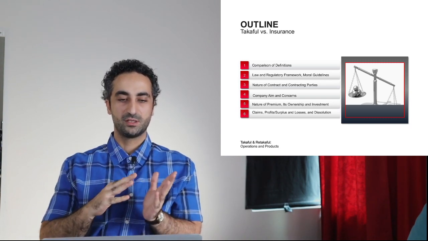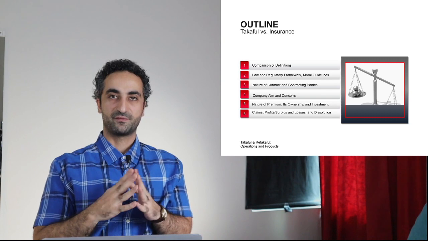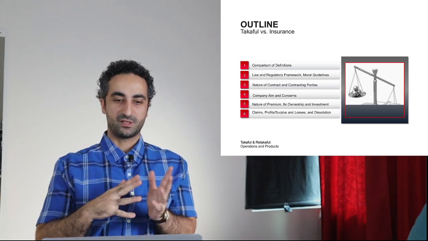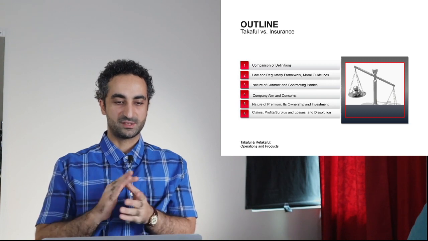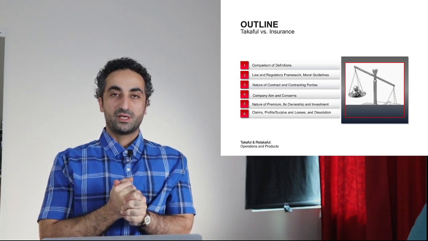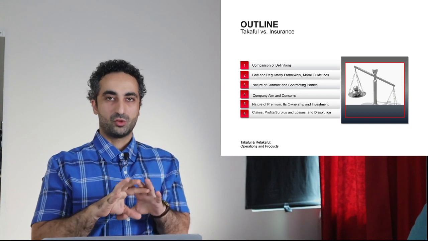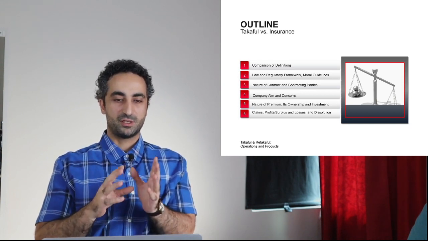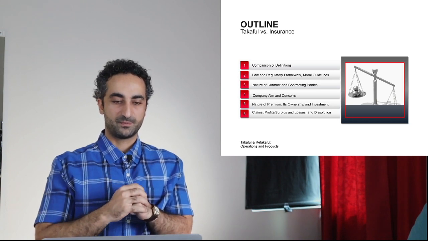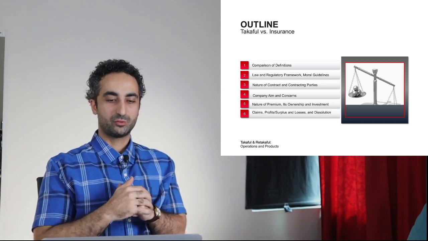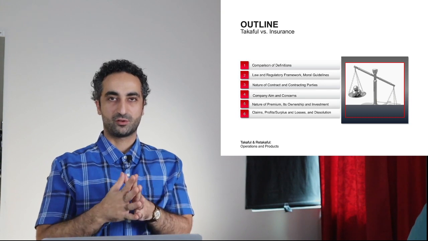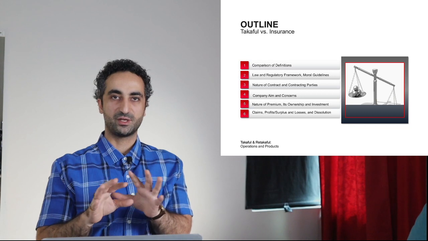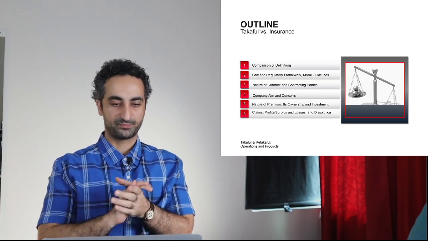Then we're going to go to the law and regulatory framework, moral guidelines governing each of these insurance types, let's say. Then we're going to discuss the contract. So we will shed the light on the contract of each insurance, Islamic and conventional. Then we will go to the aim and concerns of the company. So as a company, as an institution, what's the aim of this? Why did it start in the first place?